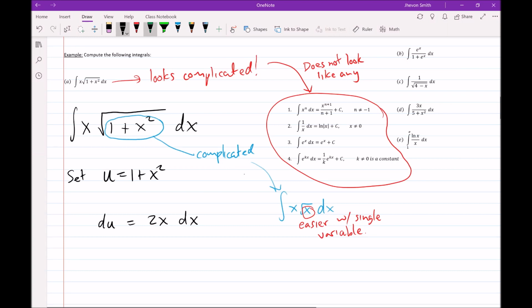Now, what happened here? We don't really write this, but I'll just show you what happens here. If you take the derivative of both sides with respect to x, du/dx would be 2x, and then you multiply by the dx. But we always just actually jump to this line. We don't normally show that.